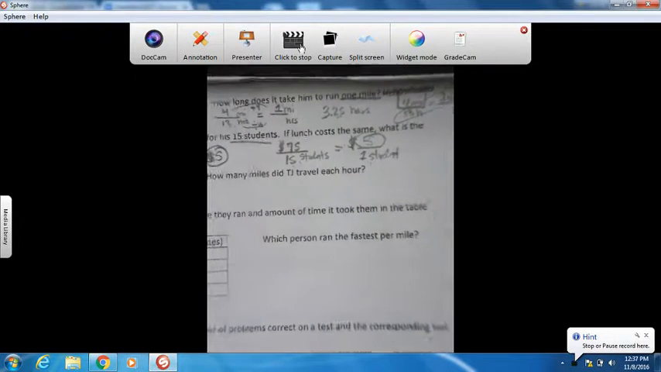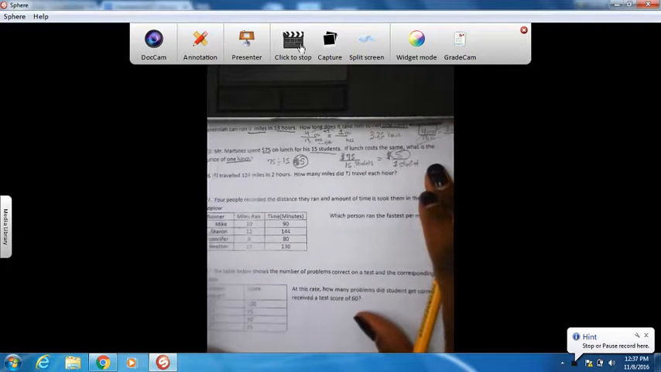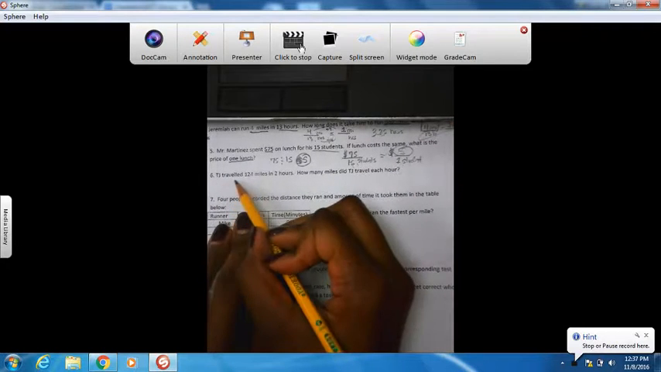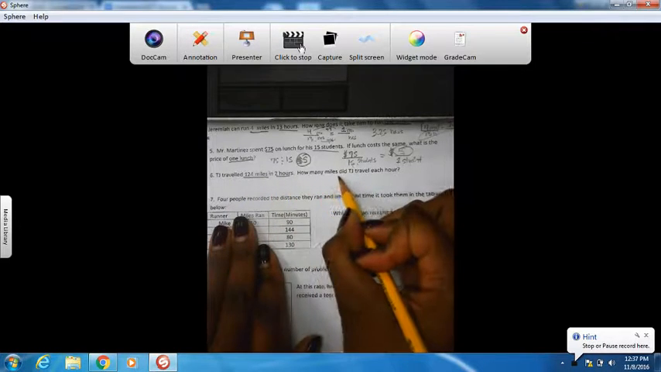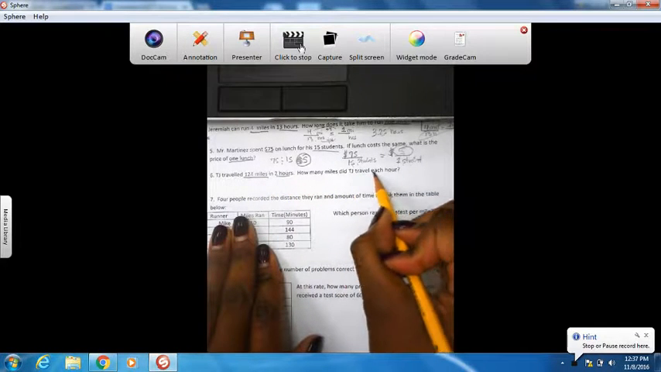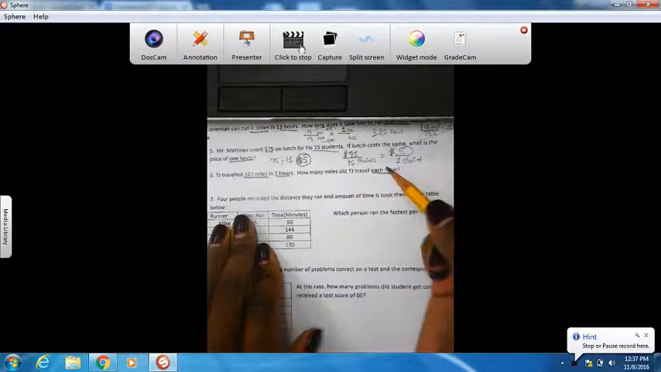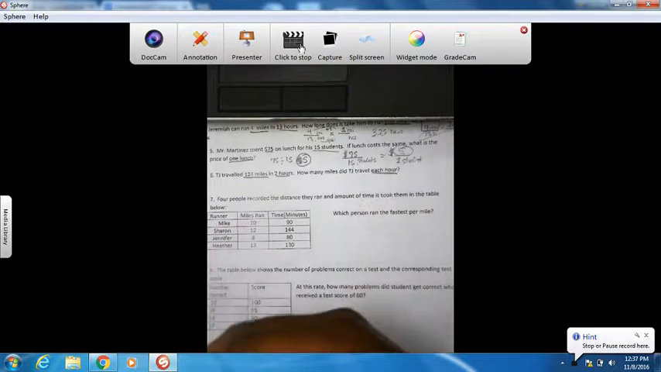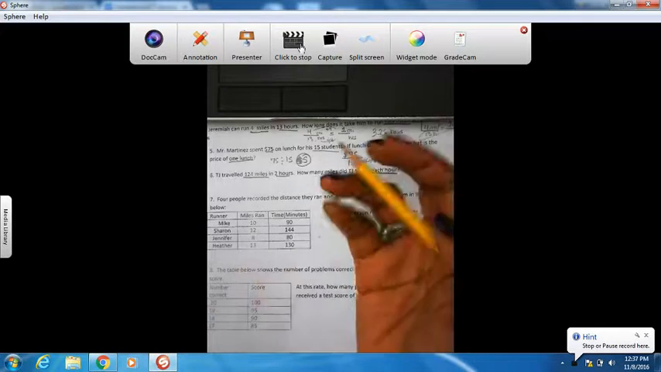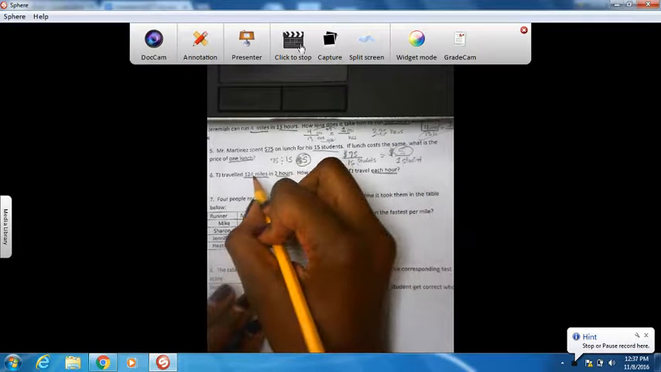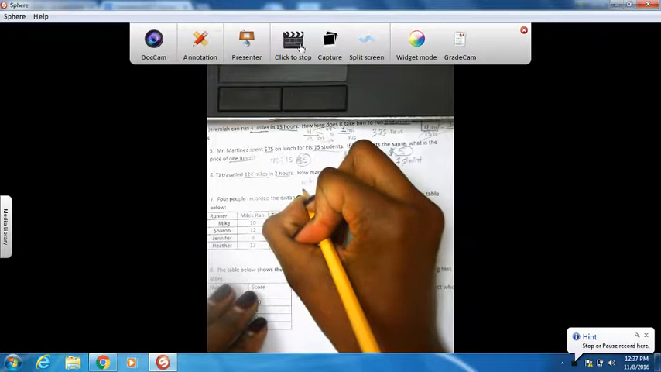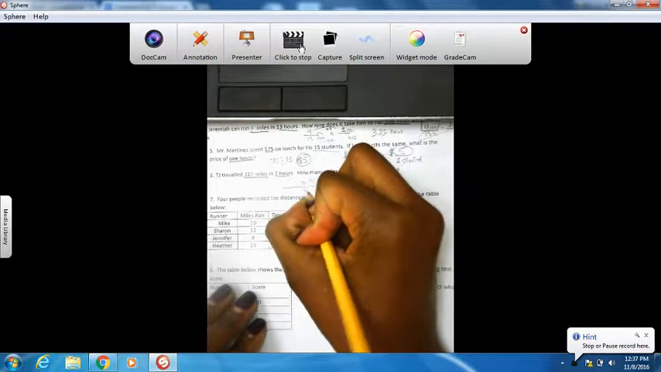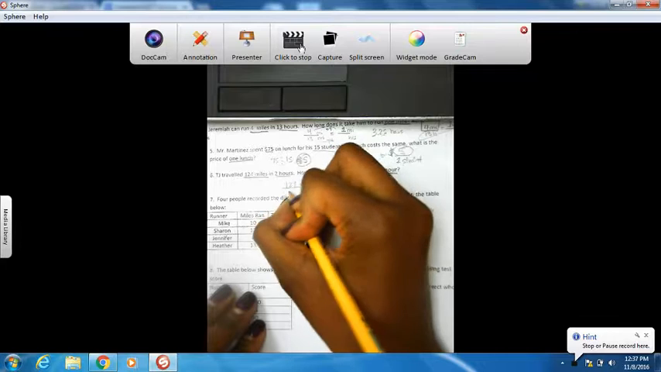Let's look at number 6. TJ traveled 124 miles in 2 hours. How many miles did TJ travel each hour? Again, you can set this up as a proportion, or you can simply divide. I'm going to do the proportion. There is a relationship between miles and hours. So my ratio of miles to hours is 124 miles in 2 hours.